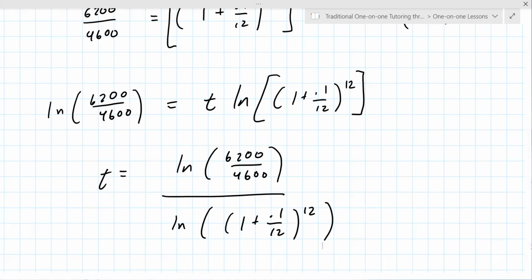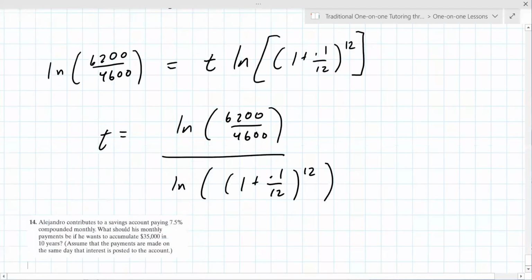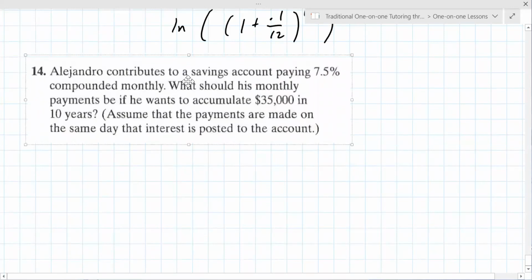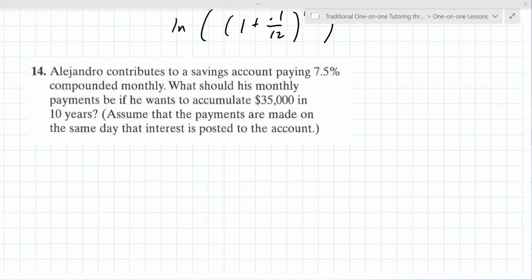Okay, ready to move on to 14? All right, 14, I'll need to look up the formula for. What's different about 14 is that it says Alejandro contributes to a savings account monthly. So he's putting money in every month, whereas in the previous problem you put money in one time and you let it grow. So I need to look up, this is like the future value of an annuity.